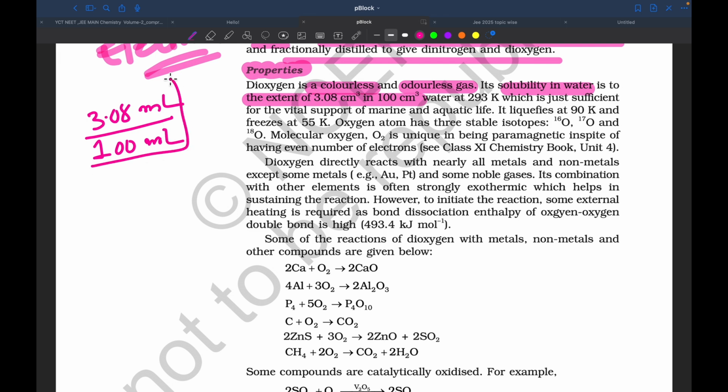How much percent is that in 100 ml? So almost 3% of oxygen gets dissolved in the water. That's why aquatic life is able to breathe oxygen through the dissolved oxygen only. The fish in the water needs oxygen. It takes the oxygen from this only, right?